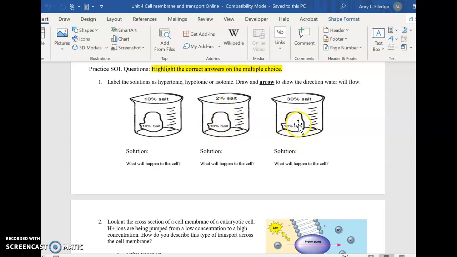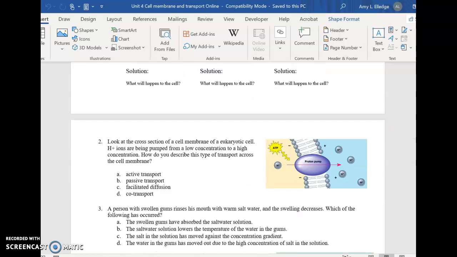Over here, we got 10% salt inside, 30 outside. So we have more outside. That means outside is hypertonic. And the water is going to go towards that. So it's going to leave the cell. And that means this cell is going to shrink up.